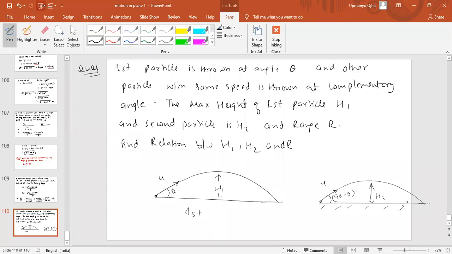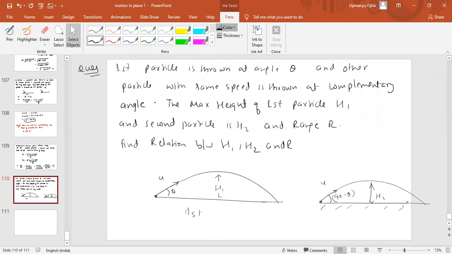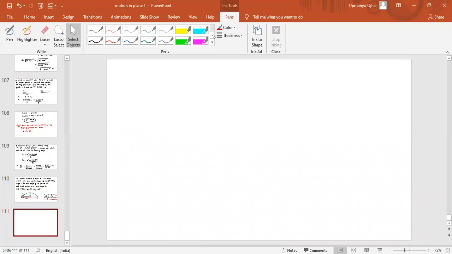Now the range will be the same for both cases. The reason is that both are complementary angles, so both ranges are the same. That is R and R. Now what is the value of h1 for the first particle? h1 will be equal to u square sine square theta by 2g.